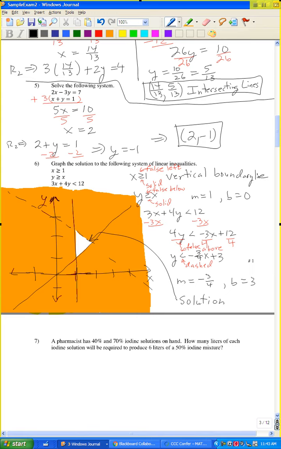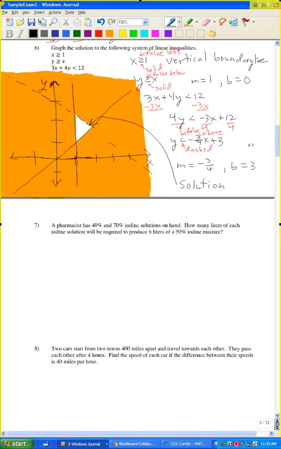Okay, let me do problem number 7. The pharmacist has 40% and 70% iodine solutions. How many liters of each, x liters, y liters, of each iodine solution will be required to produce 6 liters of a 50% iodine solution?